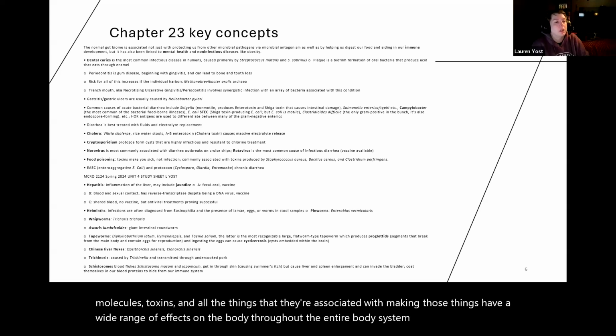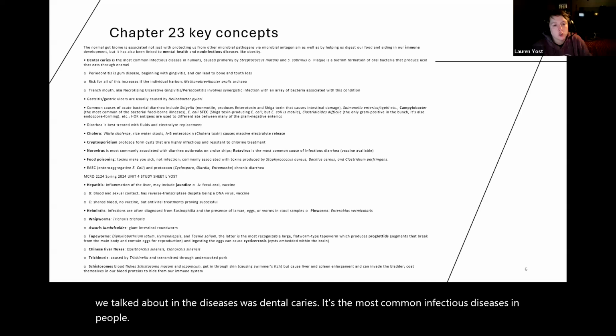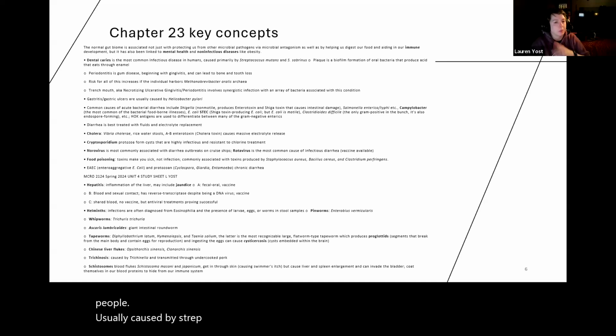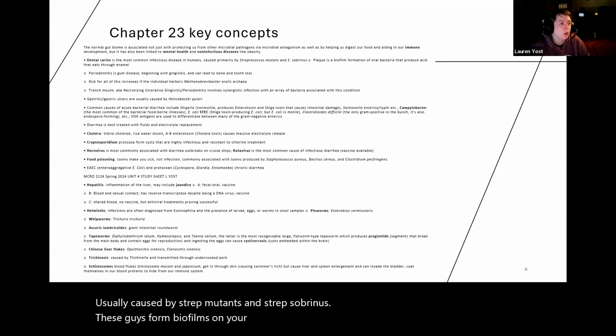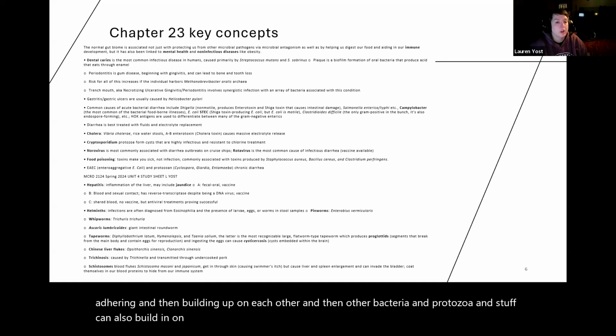So our first thing that we talked about in the diseases was dental caries. It's the most common infectious disease in people, usually caused by Strep mutans and Strep sobrinus. These guys form biofilms on your teeth, using their capsules or slime layers, adhering and building up on each other, and then other bacteria and protozoa can also build in on those biofilms that are forming. That's what's going to form plaque.